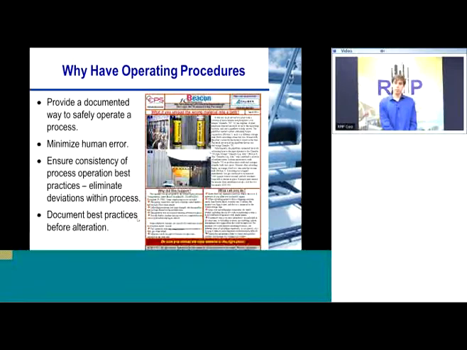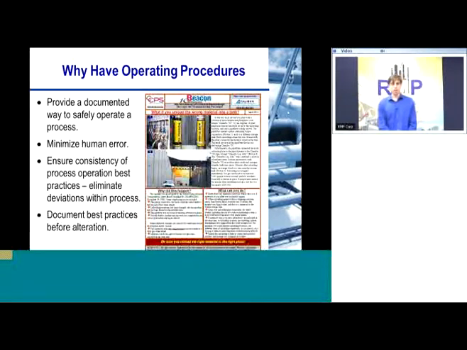Another useful point for operating procedures is to ensure consistency. And by eliminating deviations, you can not only maintain quality control, but back as I mentioned with the significant process safety incidents, a key factor here is by maintaining the process within the design intent, you could hopefully reduce the likelihood of having catastrophic failures.